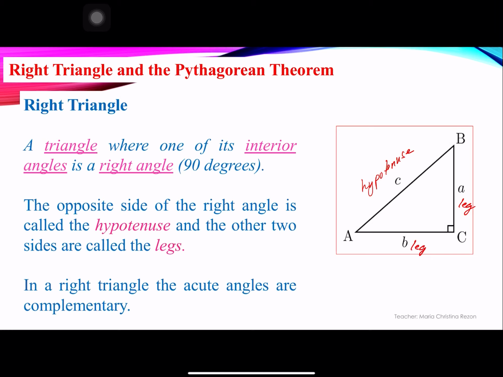And we have angles A and B, which are acute angles, and in a right triangle, acute angles are complementary, meaning that the measure of angle A plus the measure of angle B is equal to 90 degrees. And always remember that.